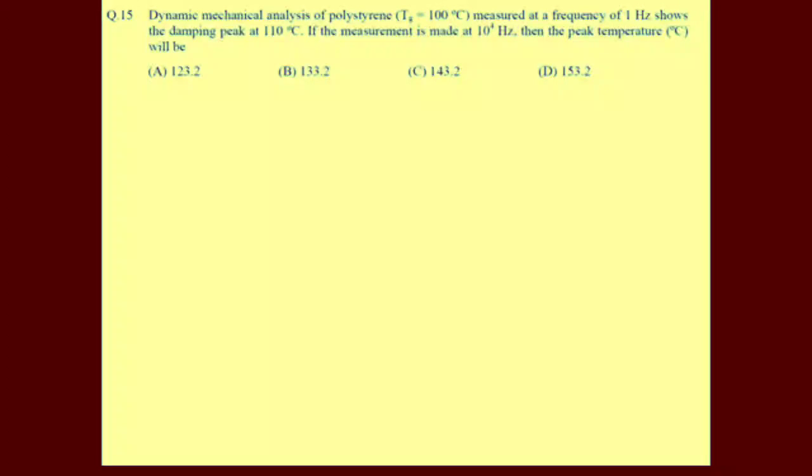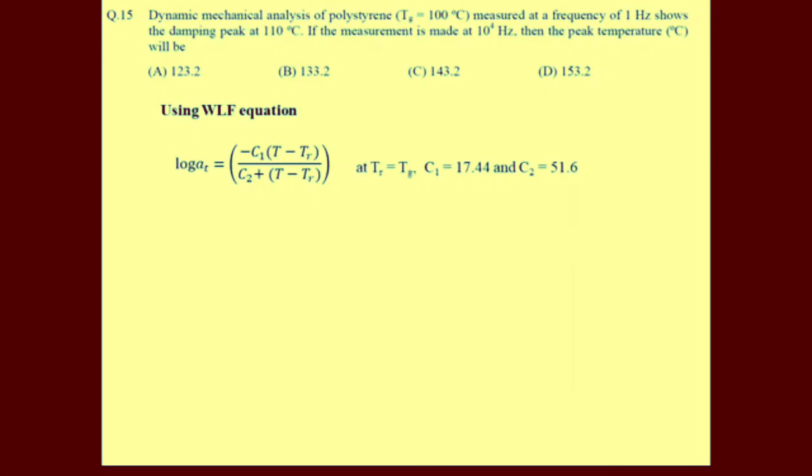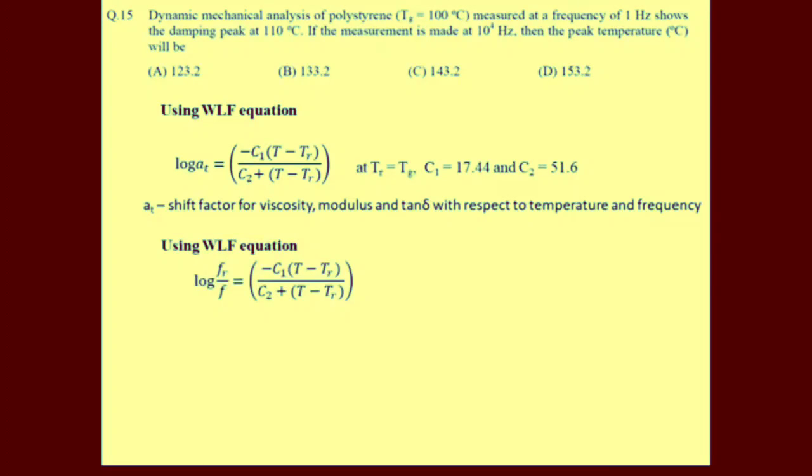In question 15, we need to find the damping peak at 10 to the power 4 Hz frequency. The Tg of the polymer and damping peak at 1 Hz is given. To solve this numerical, we need to use the WLF equation. As I have previously mentioned, the WLF equation is one of the most famous and useful equations in polymer science. It helps to determine the change in glass transition temperature, modulus, and viscosity of the polymer with increasing temperature and frequency. So, we can write the WLF equation in the frequency form like this.